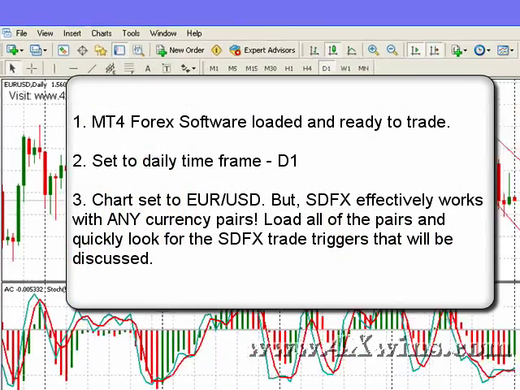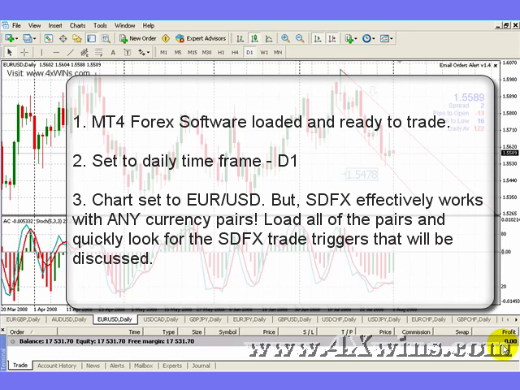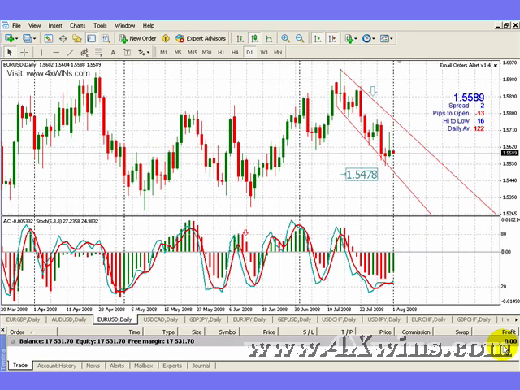And so let's begin. We have the MT4 software loaded. We have the daily time frame, and we're using the Euro-US currency pair, although this particular strategy will work for every single currency pair. What we do with this one currency pair, the Euro-US, you do the same thing to the other ones, so you can simultaneously switch from one to the other and look for trading opportunities.